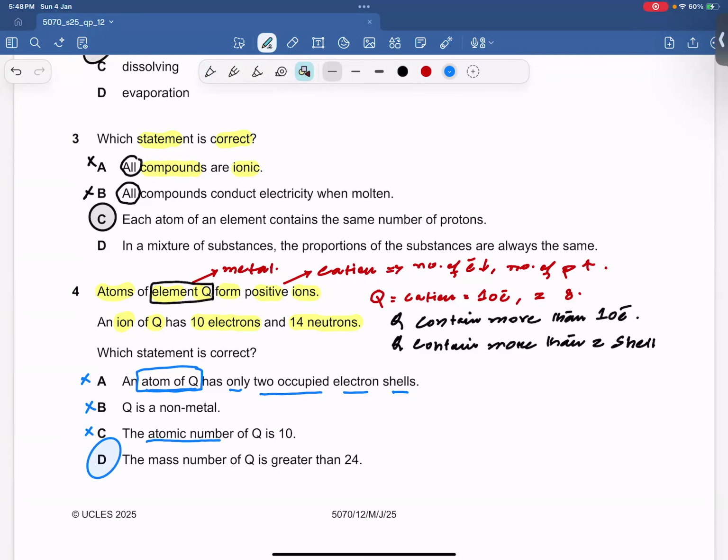If A is wrong, B is wrong, and C is wrong, then option D is going to be the correct one. Obviously, with 14 neutrons, the number of protons is going to be more than 10. We don't know the exact number of protons, but I guess it has to be greater than 24. So that's the only option left, which is why D is going to be the correct answer. I hope it makes sense to you.